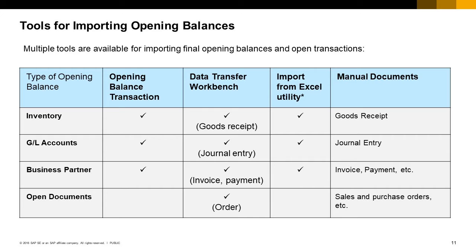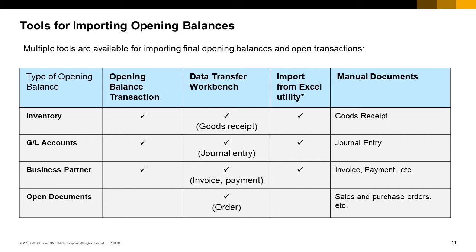Data Transfer Workbench, DTW, is a tool for import of bulk documents and can be used to import goods receipts, journal entries, open transactions such as sales and purchase orders, and open transactions that affect accounting, such as AR and AP invoices. An advantage of this approach is that you have a document in SAP Business One as the source. DTW requires a knowledge of the database table structure.